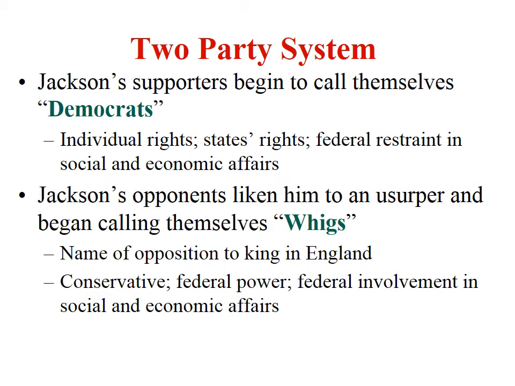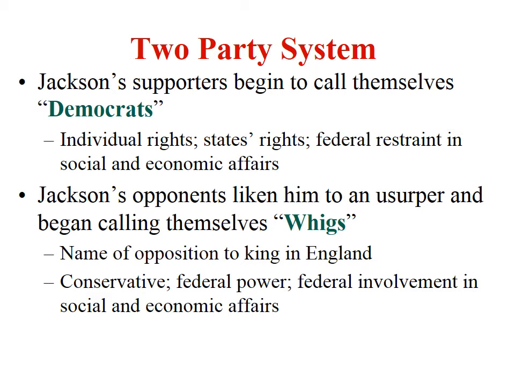Jackson's opponents basically accuse him of being a usurper, a king, a tyrant, and so they form a political party named after one that had been in place in England against the tyrannical abuses of monarchical power. That English political party was called the Whigs. And so these Americans who were opposed to Andrew Jackson's tyranny call themselves the Whigs again. So you now have a new political party in America, and they're kind of all over the map in their beliefs. They're not unified at all.